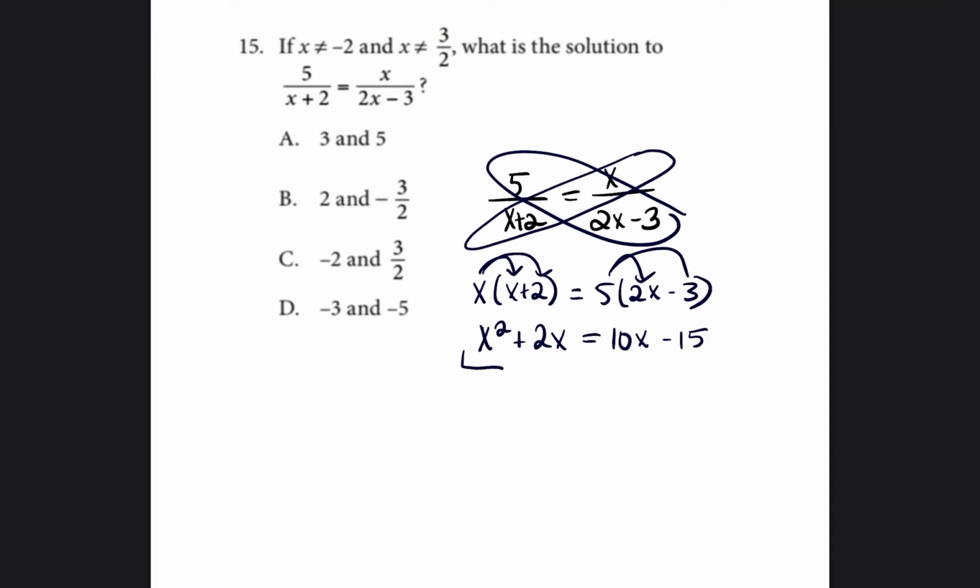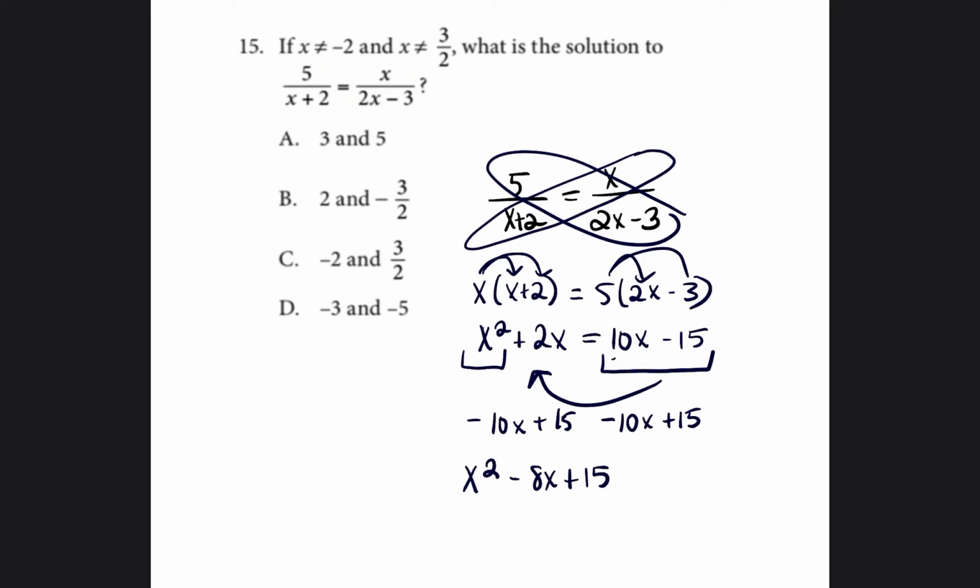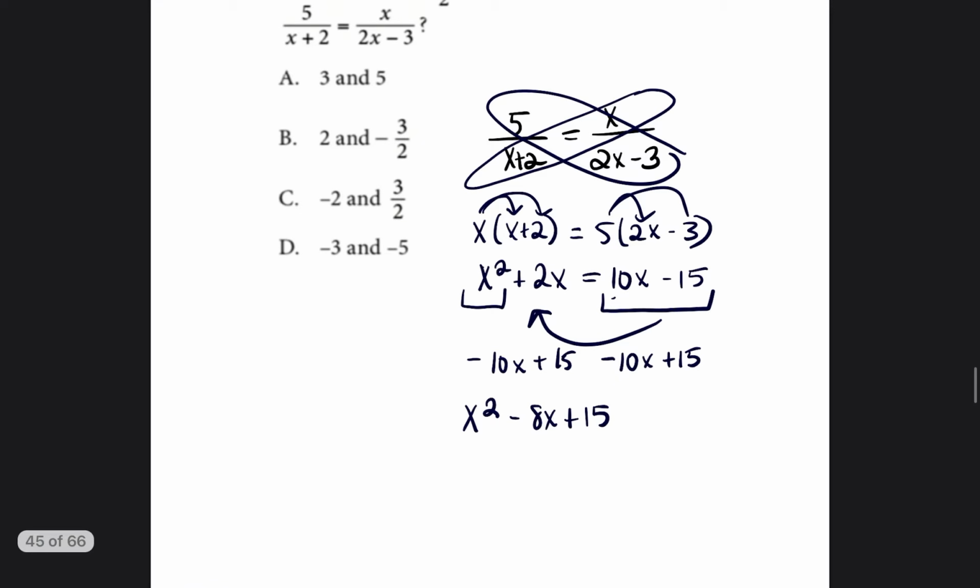Now I'm going to go ahead and see that because there's an x squared, I want to get this all on the same side, and I'm going to make it into a trinomial and see if I can factor from that. So that means I have to get all of this to the left side. So I'm going to go ahead and subtract 10x and add 15 from both sides. So it's going to be x squared minus 8x plus 15. And that is our trinomial that we have now.